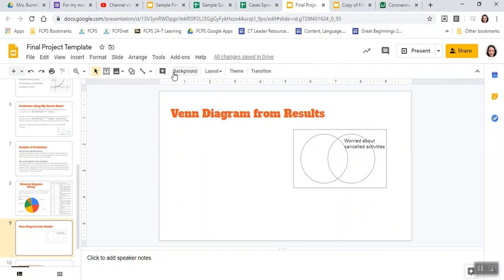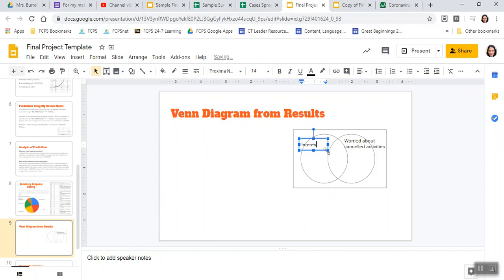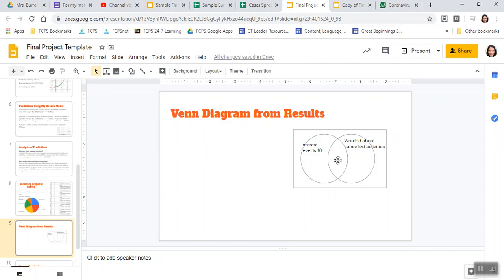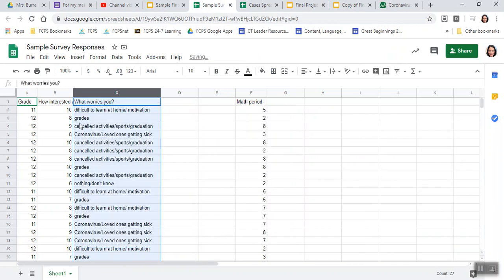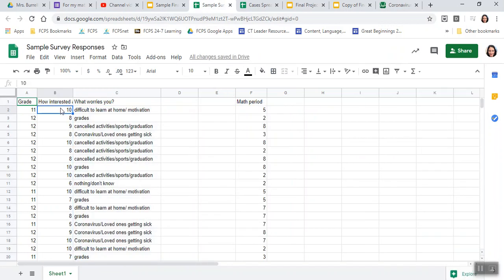And then the left one was going to be interest level is 10. Okay, so first what I did was I looked for people whose interest level was 10 and were worried about canceled activities on my spreadsheet. So let me delete this now. Okay, so interest level is 10 and we're worried about canceled activities.